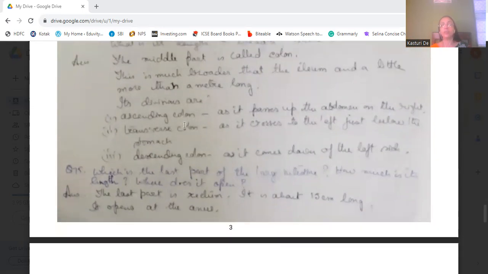Now, which is the last part of the large intestine and how much is its length? Where does it open? The last part of the large intestine is called the rectum. It is about 15 centimeters long, such small it is, okay? And it opens at the anus, to the outside.